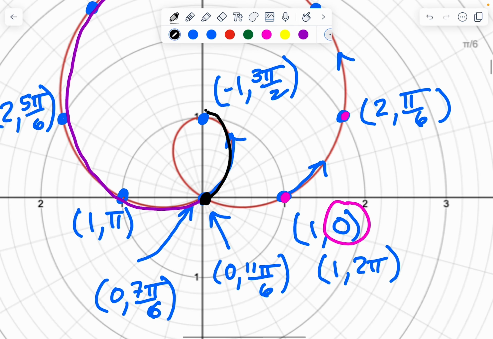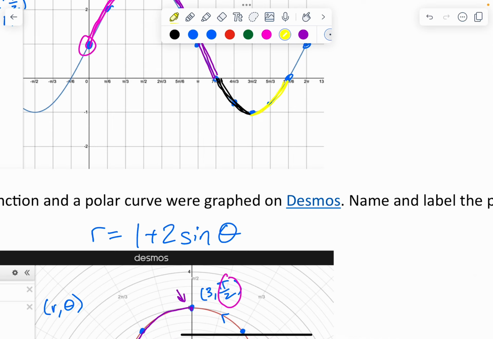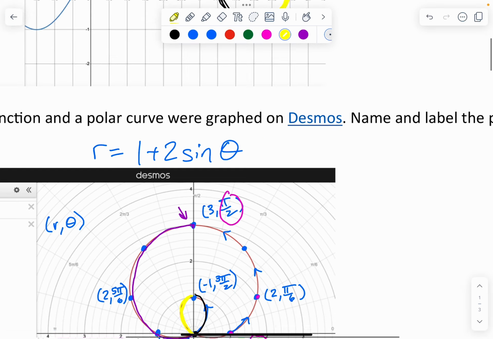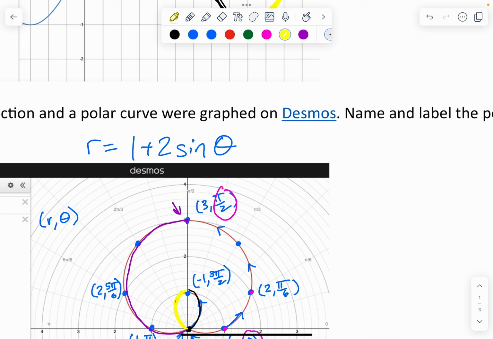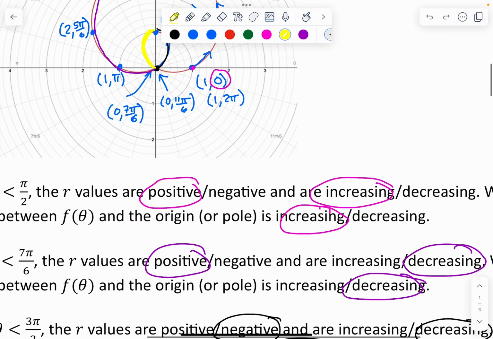3 pi over 2 is, let's try this color. 3 pi over 2 to 11 pi over 6 does something like that. Where are we in the rectangular world, 3 pi over 2 to 11 pi over 6? Our R values are still negative, and it's hard to tell that they're negative on the polar curve down here, but it's a little easier to tell on the rectangular curve.